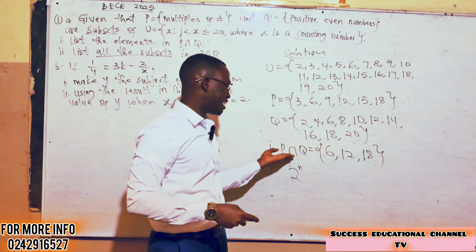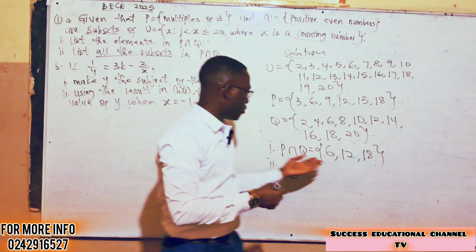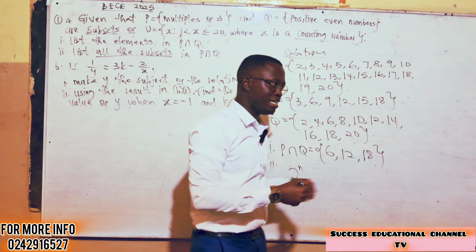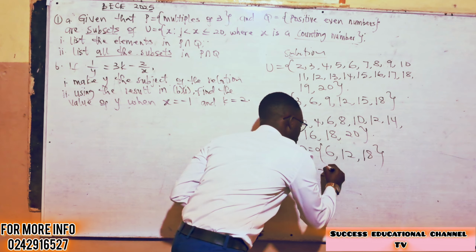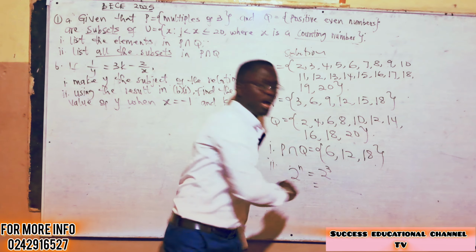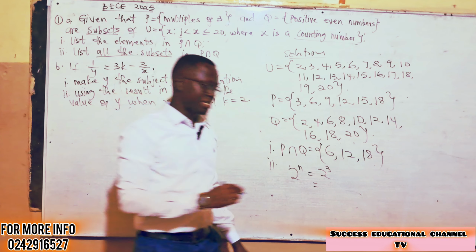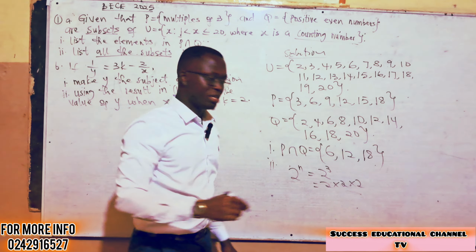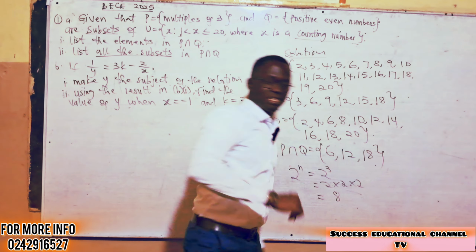in P intersection Q. So we have 3 elements in P intersection Q, which are 6, 12, and 18. This gives us 2 exponent 3. And we know 2 exponent 3 simply means 2 times 2 times another 2, giving us 8.